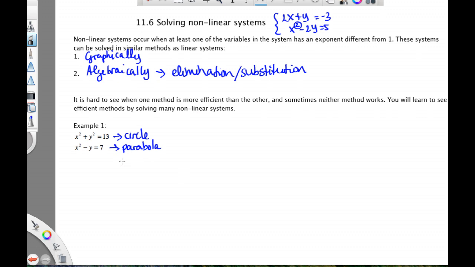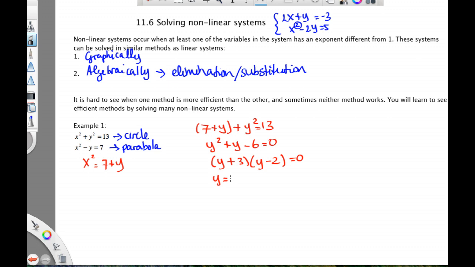So for example, something here that might look good would be to say, well, this means that x squared is 7 plus y. That's great. I've solved for x squared, so plug it in over here, right? So I get 7 plus y squared is equal to 13. And I can rewrite that a little: y squared plus y, 7 here, 13 there, so minus 6 is 0. And you know what? That's actually factorable. And so I did something that worked, which is great.